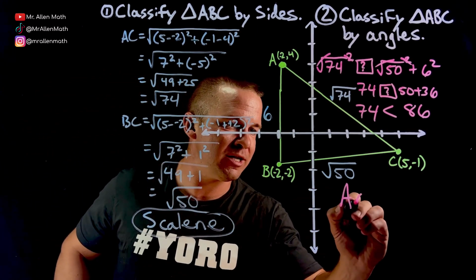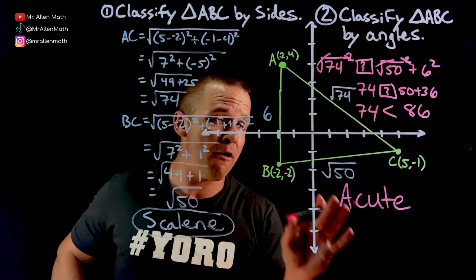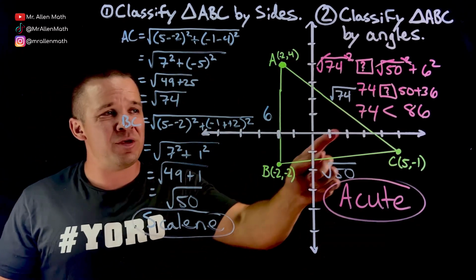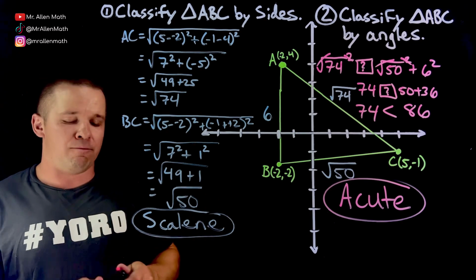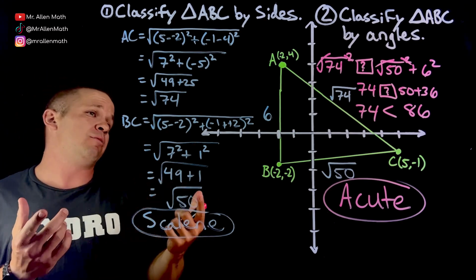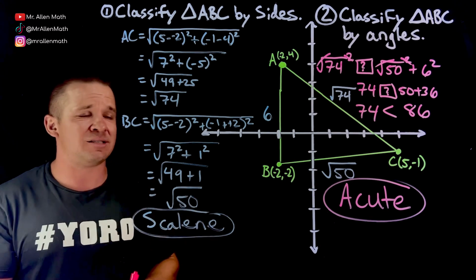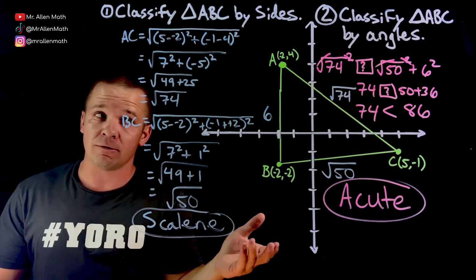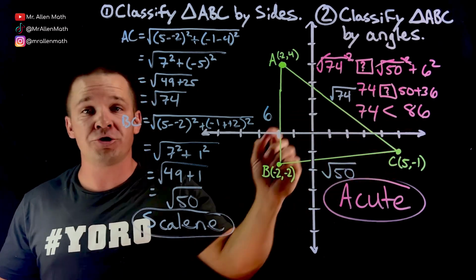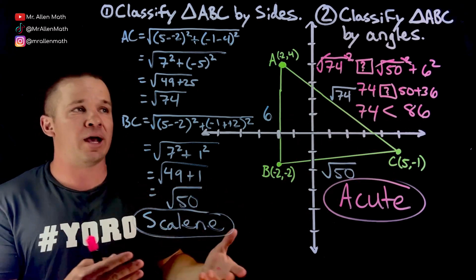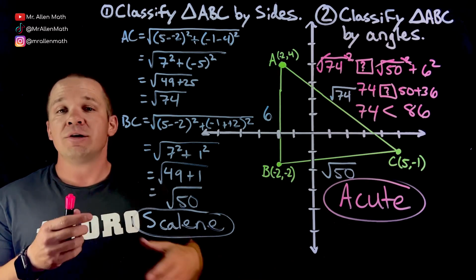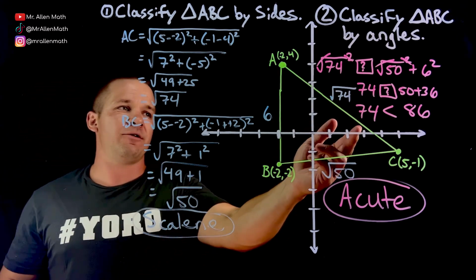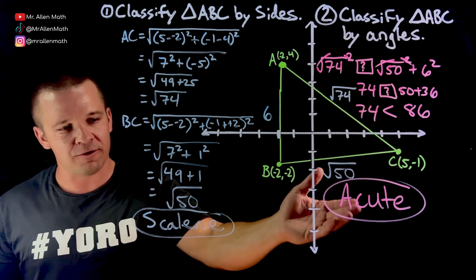This is why I like to do the c squared first. I do the c squared first because then the inequality makes sense to me in my brain. And hopefully your brain makes sense like my brain makes sense, so that we're all making sense together. If I say 74 is less than, I think small, I think acute. If this number were larger, and I said 74 is greater than something else, greater than makes me think obtuse. And if it's equal to, it's right. But for this one, 74 is less than the 86, therefore it's acute.